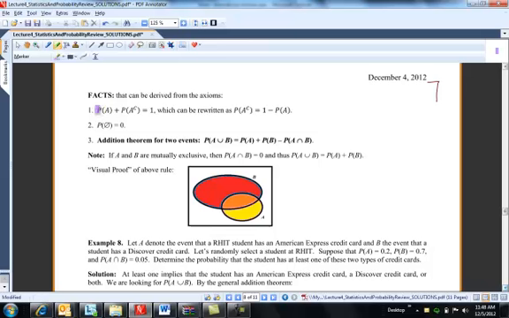For example, I use this a lot. Probability A plus probability A complement is 1. So sometimes when you want to find the probability of one thing, it's easier to find the probability of the other, its complement, and then subtract from 1. Also, probability of empty set is 0.